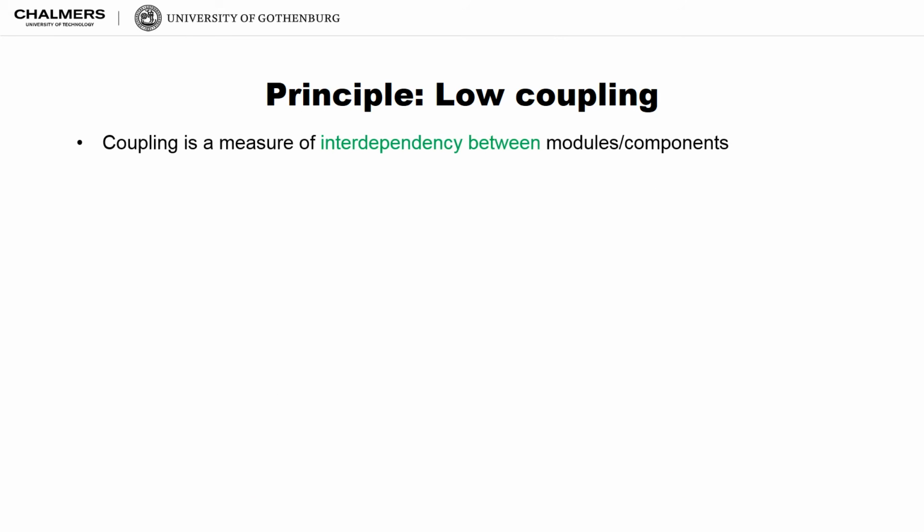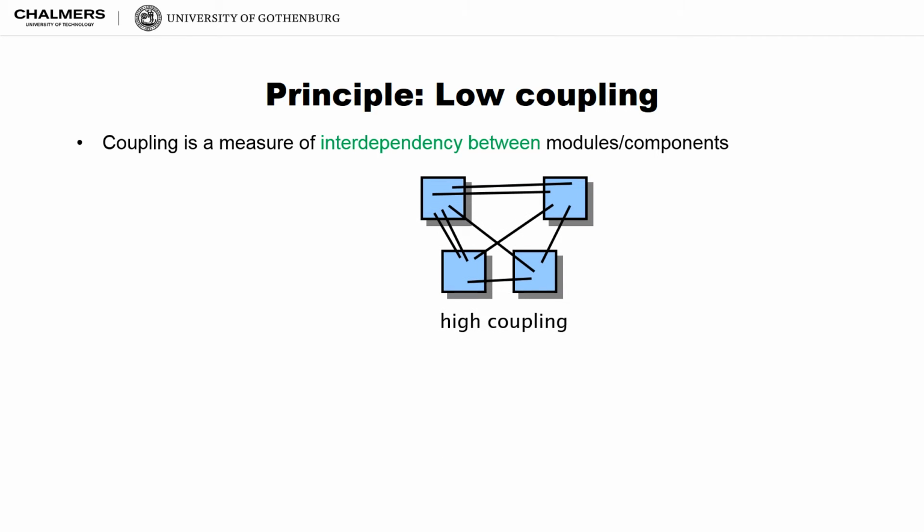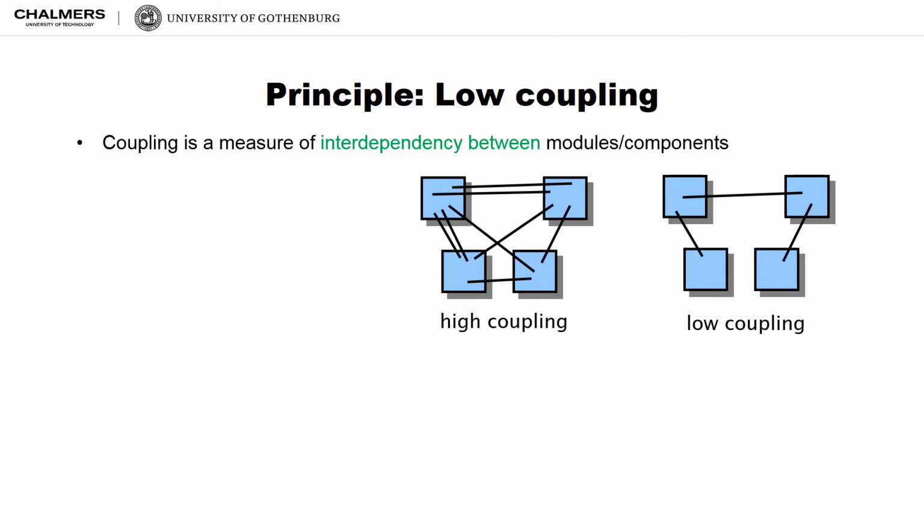Let's look at the principle of low coupling. Coupling is a notion that relates to the interdependency between modules or components. Coupling occurs when there are dependencies between one component and another. And coupling characterizes how dependent one module is on another component, or the degree of dependencies with other components in the same module. So there are two aspects to coupling.